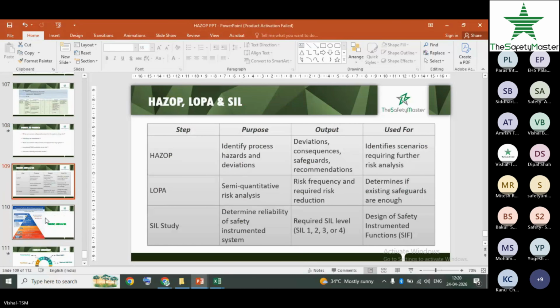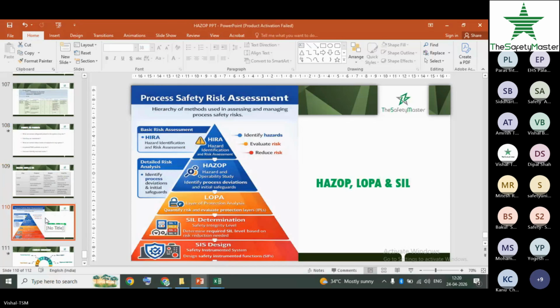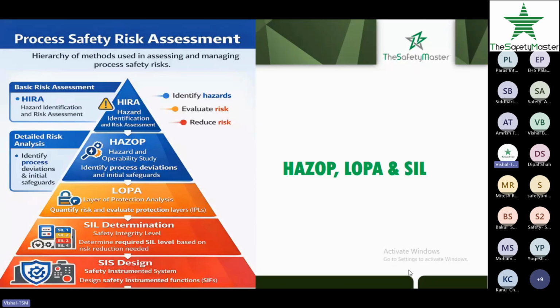Now moving on. This is one more thing, process safety risk assessment. What is process safety risk assessment? While you're doing a process safety risk assessment, you can see how I have done my Hazop. What is next to that? That will be the question, right? Why are we doing the Hazop? If I did my Hazop, what is the next step? So for this, we have this illustration here.